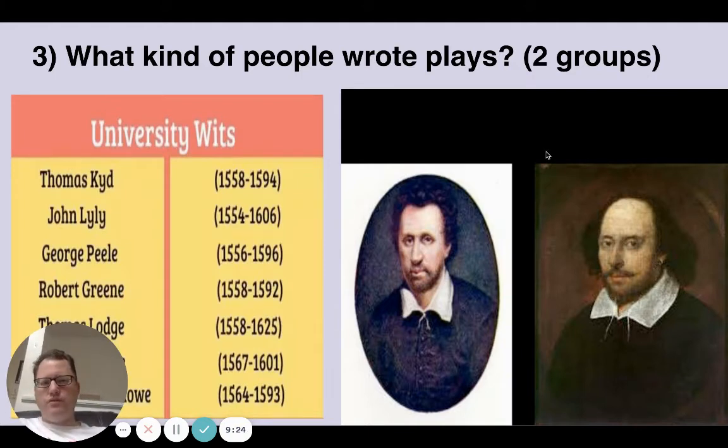Something that's interesting to pay attention to is that this was the first generation of professional writers, people that wrote professionally for the stage, the very first generation. And so university educated people and educated but working class people wrote plays. But there were no rules. Ben Jonson's plays are very different than Shakespeare's plays, as are the plays of the men on the left.